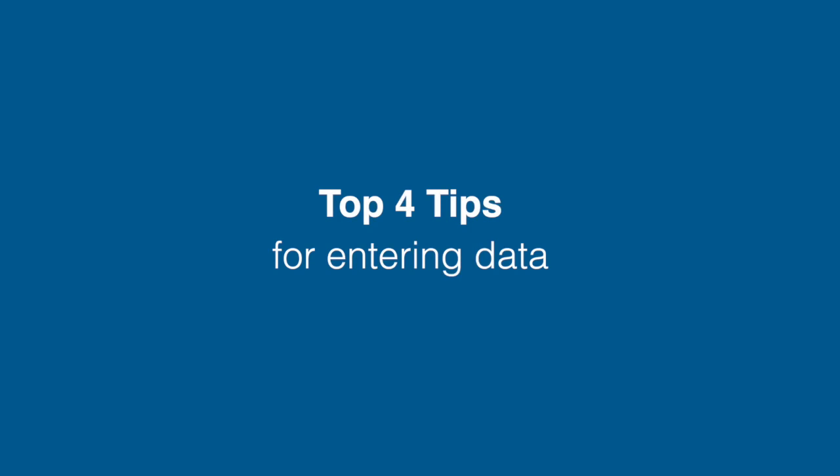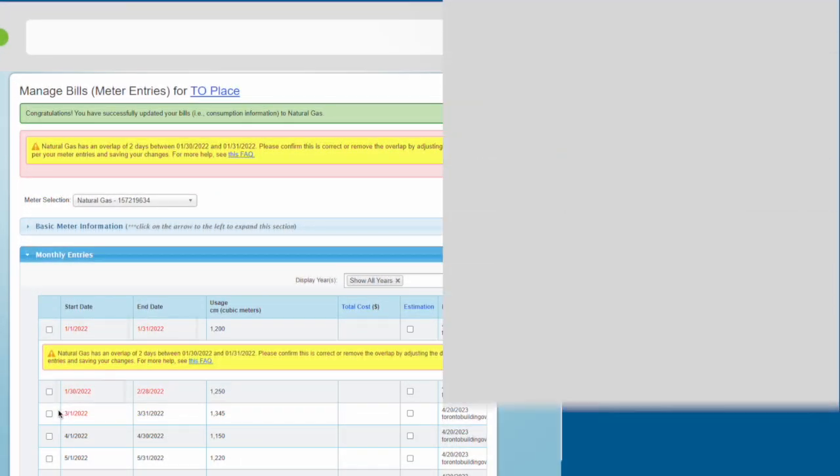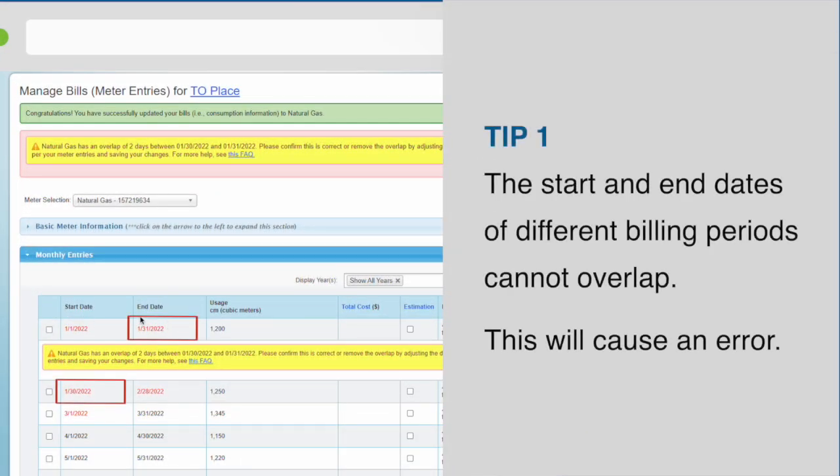Keep these top 4 things in mind as you enter your data into the monthly entries table. Tip 1. The start and end dates of different billing periods cannot overlap. This will cause an error.